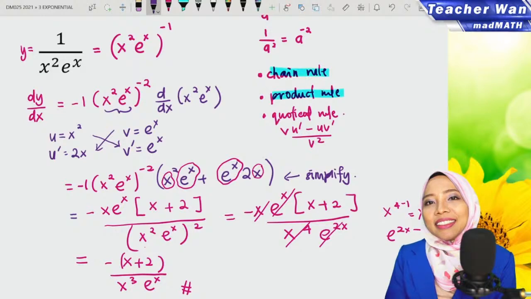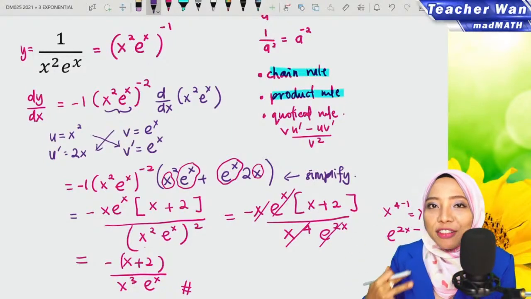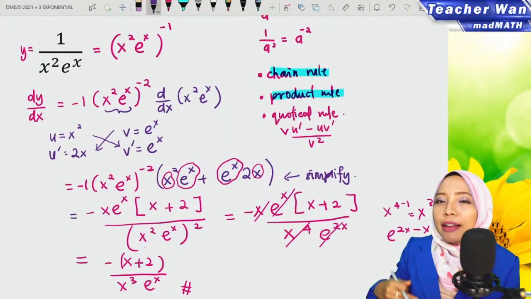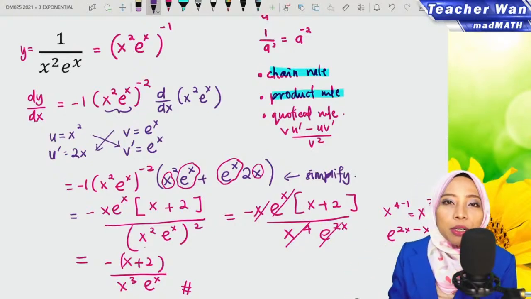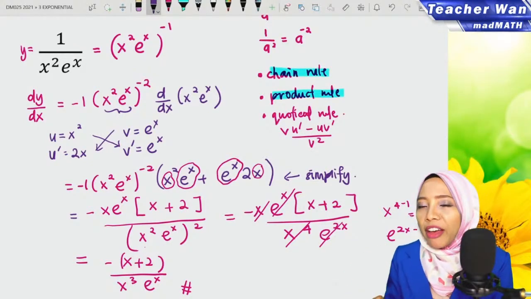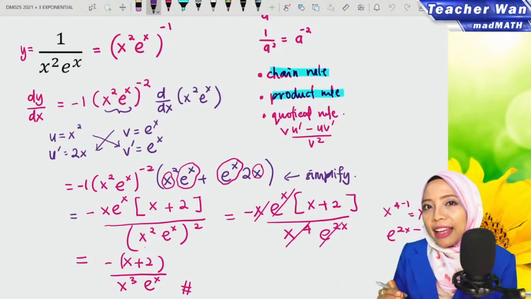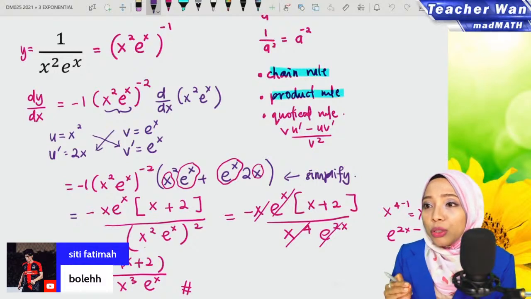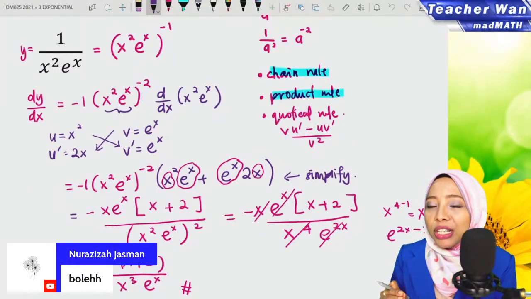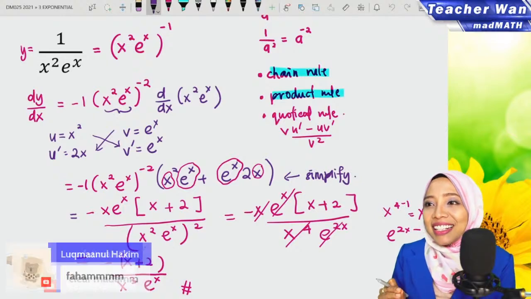Okay, so the toughest part again is in simplifying the function. Doing the product rule and chain rule is not a problem. I'm pretty sure for most of you, you have mastered that formula and the skills. But in order for you to simplify it, it's quite challenging. So you better do a lot of exercises, yeah.